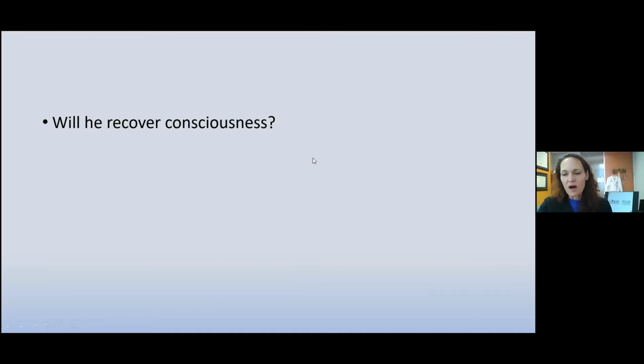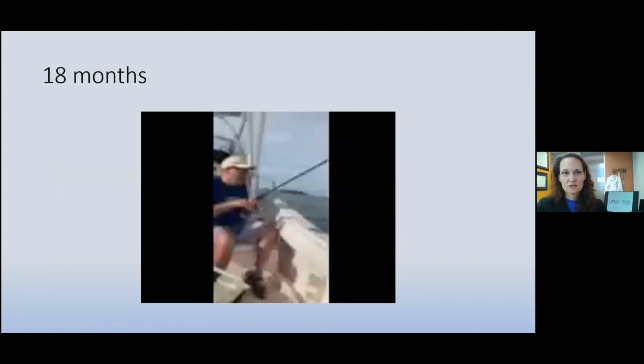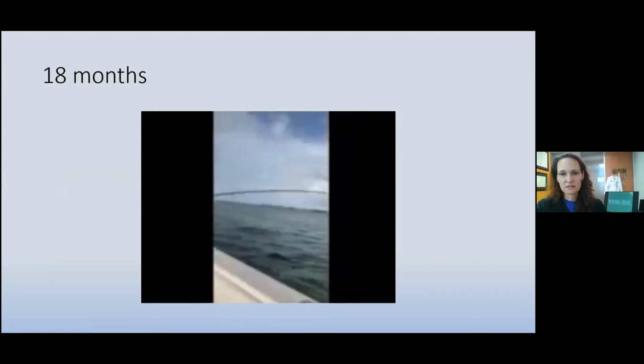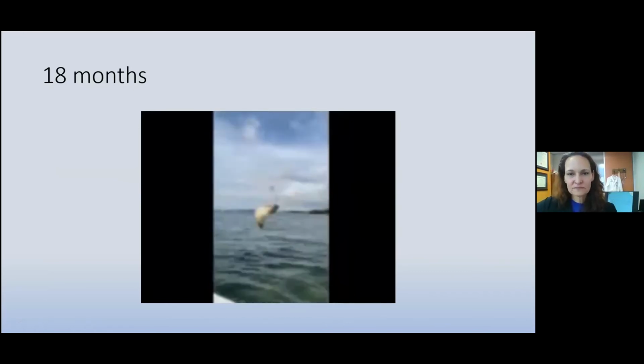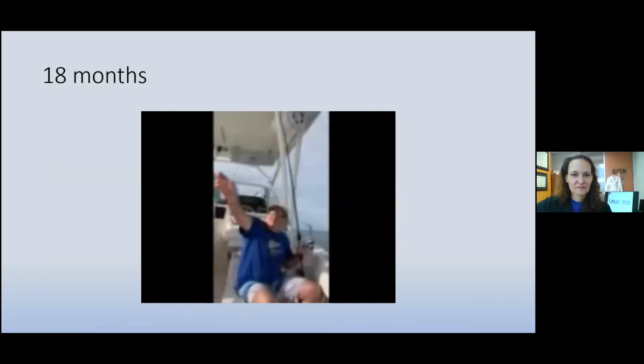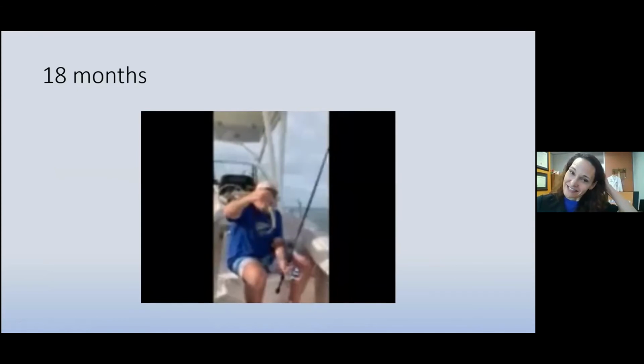All right. Will he do his ADLs? Maybe. Will he walk? These are the things that families are asking you, right? So this is him at 18 months. Okay, so he's fishing with both hands. He got to the chair. I don't know if he's a submarine pilot or whatever, but I think that he can fish at 18 months. And I think that that's not always expected.